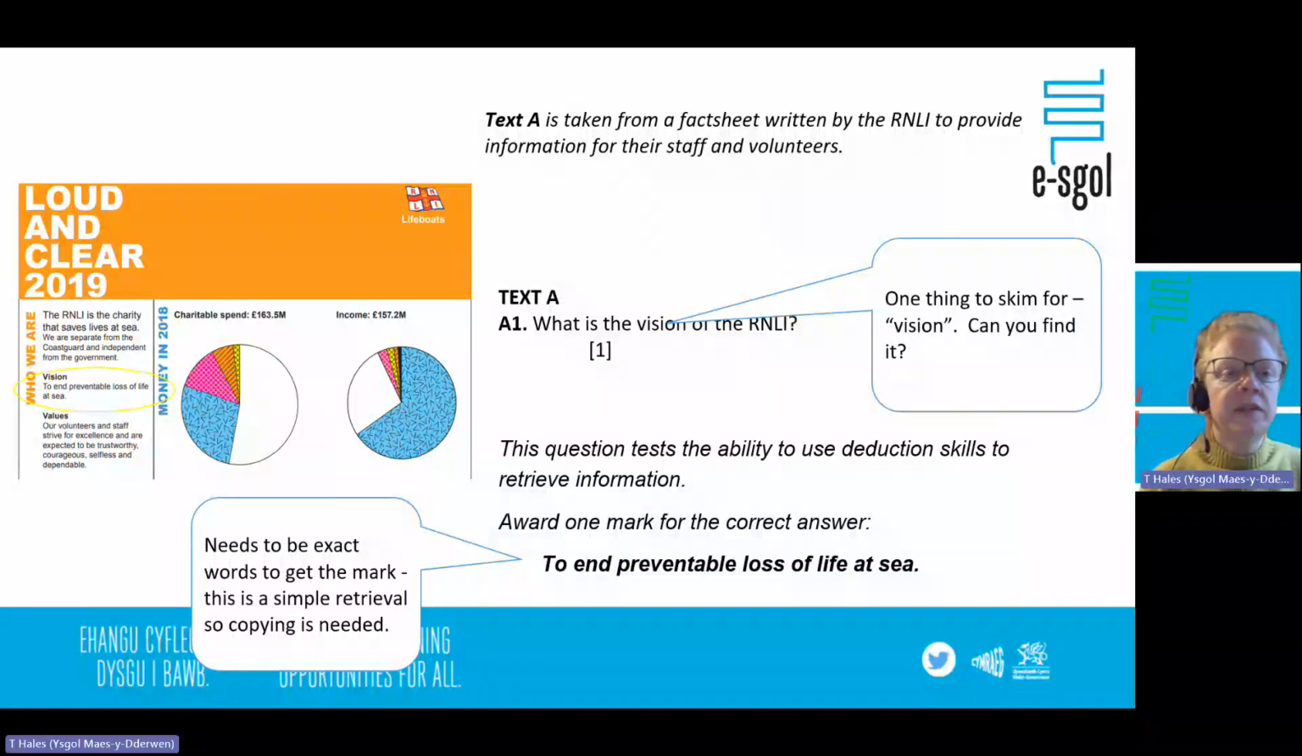Okay, so here is our first text. If you have your paper in front of you, you'll notice that it's a much longer text, but it's from a fact sheet and it's written by the RNLI. So the information that you're given in the exam tells you who provided it and who it is for, so who it is aimed at and what the purpose is.